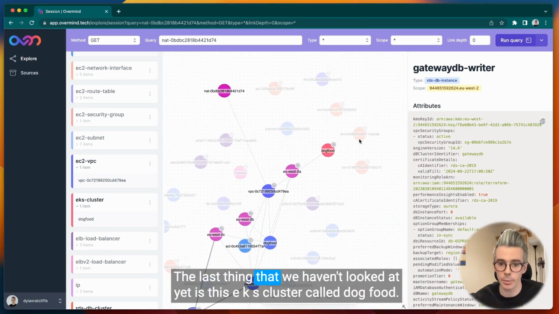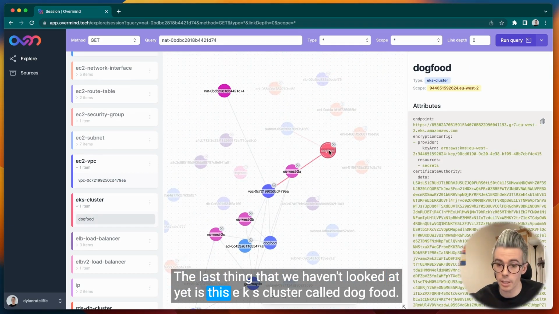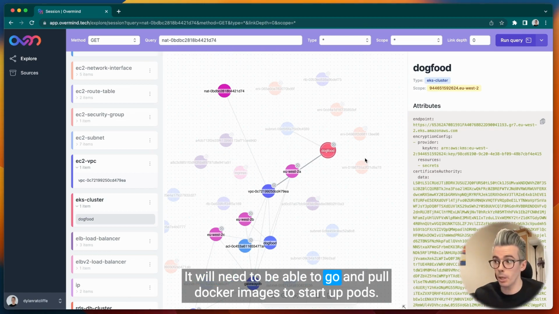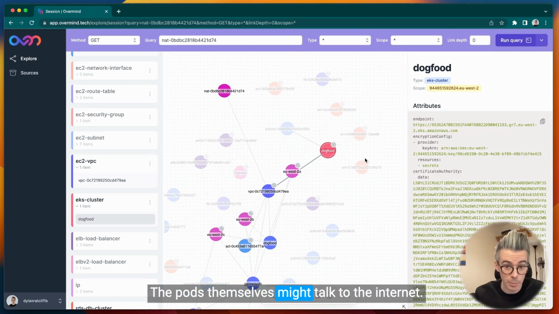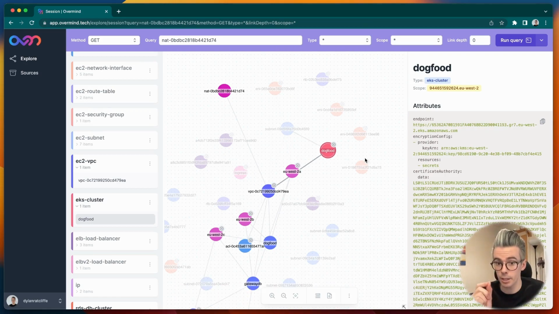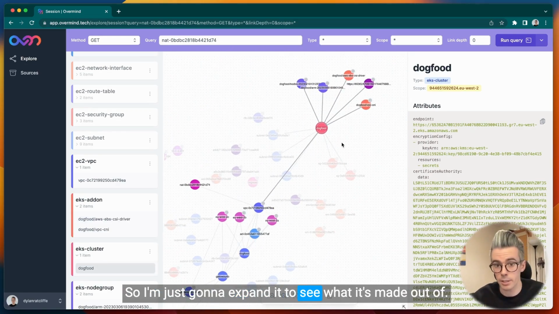The last thing that we haven't looked at yet is this EKS cluster called dog food. Now this definitely could be talking out to the internet. It will need to be able to go and pull Docker images to start up pods. The pods themselves might talk to the internet. There's almost certainly going to be something that needs the NAT gateway. So I'm just going to expand it to see what it's made out of.